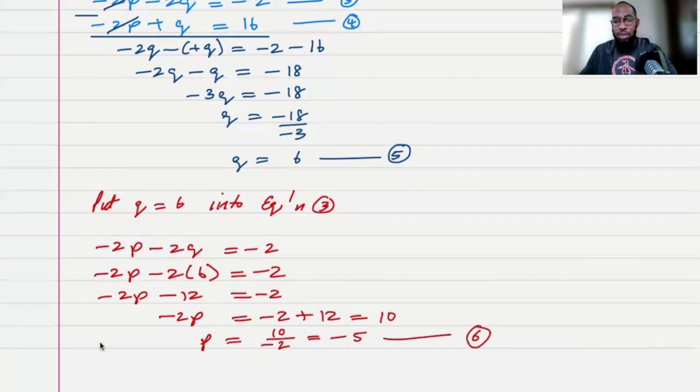This is equation 6. So negative 2p is equal to negative 2 plus 12, and that is equal to 10. So p is equal to 10 divided by negative 2. Since we want to get p by itself, we divide both sides by negative 2. We have 10 over negative 2, which is equal to negative 5. Because of space, I did the working a little differently. And then we state our answer. Therefore, p is equal to negative 5 and q is equal to 6.